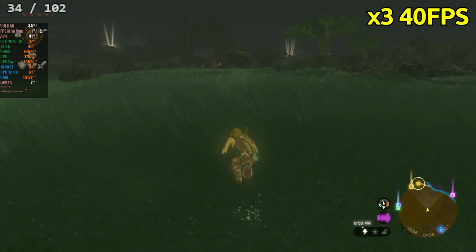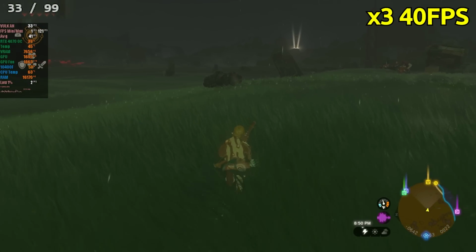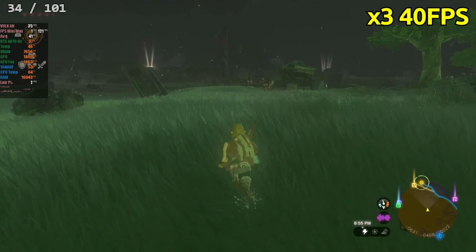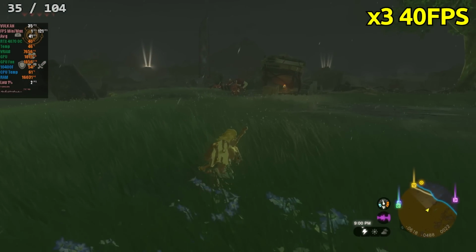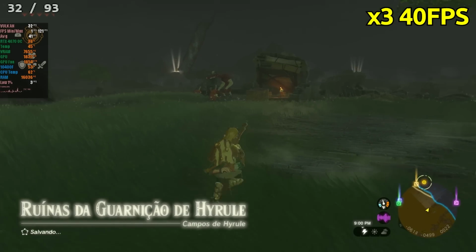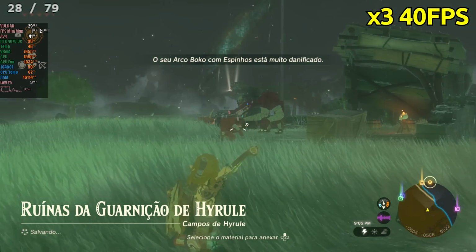Even though I didn't go beyond X3 mode, I know the game is still very demanding for my PC, and it can't maintain the recommended constant 40 FPS. Despite that, I really enjoyed the experience, and would play the game this way without any issues.